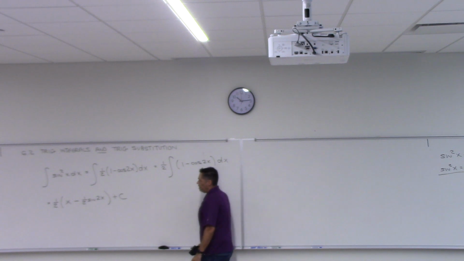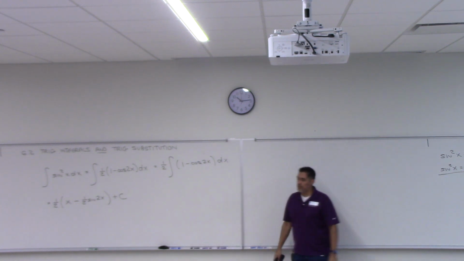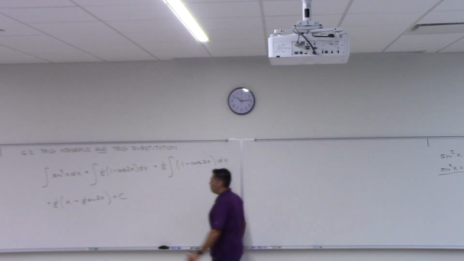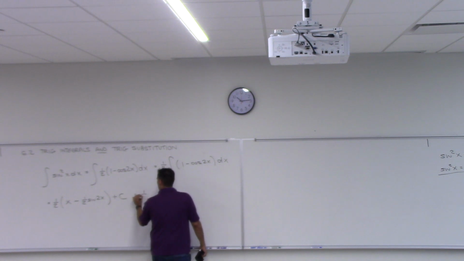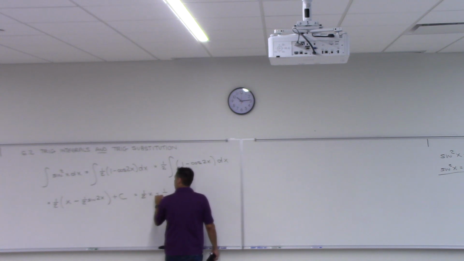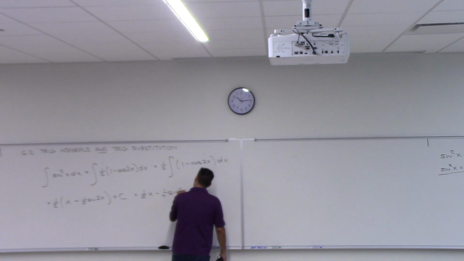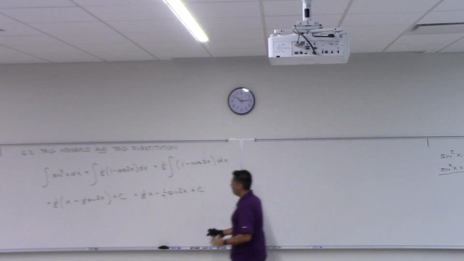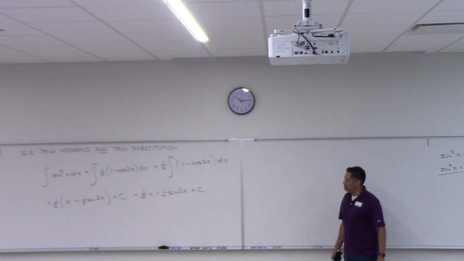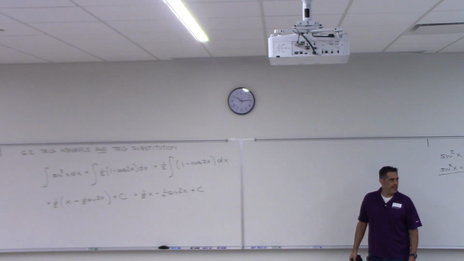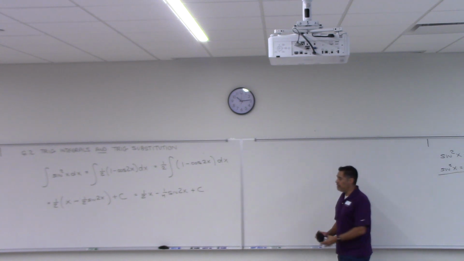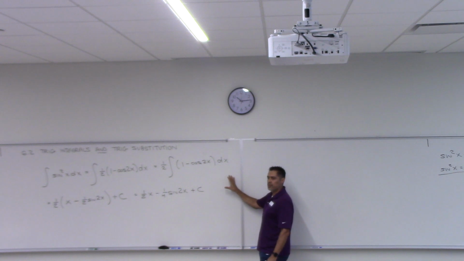And I can just leave it like that or distribute the 1/2 through. I'll put the 1/2 through, just for fun. 1/2 x minus 1/4 sine 2x plus c. Okay? So if we have an even power, are there any questions? I see some looks of yes.